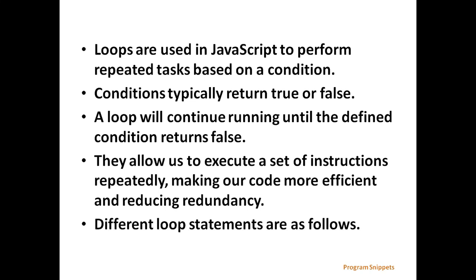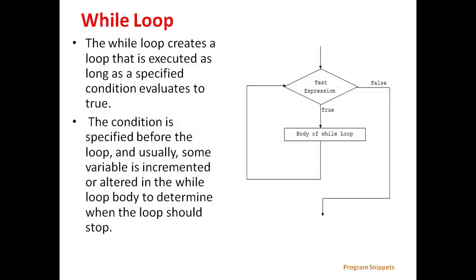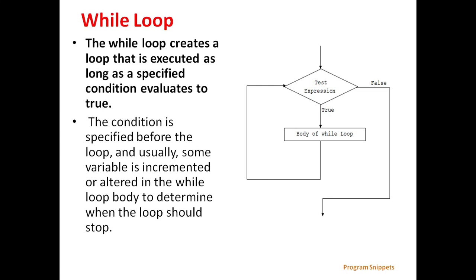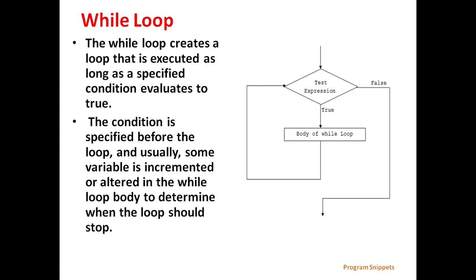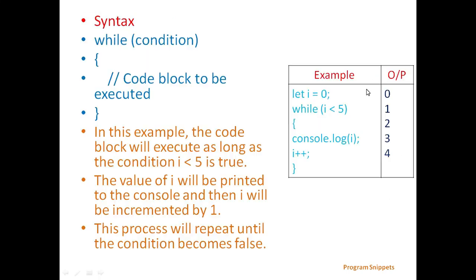Different loop statements in JavaScript are as follows. First is the while loop. The while loop creates a loop that is executed as long as the specified condition evaluates to true. The condition is specified before the loop, and usually some variable is incremented or altered in the while loop body to determine when the loop should stop. Here, first the test expression is executed. If it returns true, the body of the while loop is executed, and if it returns false, it will exit from the while loop. General syntax is while condition and then the block of code to be executed.